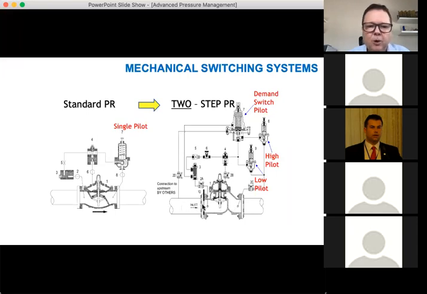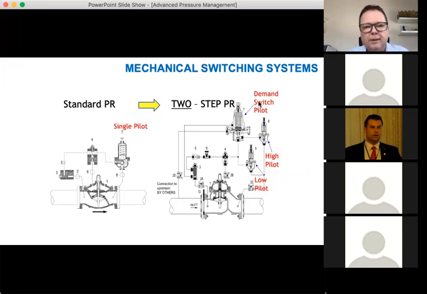But as the flow increases, the head loss increases, and this pilot here senses the head loss across the orifice plate. When the head loss reaches 1 meter, it actually opens this pilot and the high pressure starts. Then when the flow drops, the demand drops below that 1 meter head loss across the orifice, then this closes and water goes through the low pilot and it drops to the low pressure.